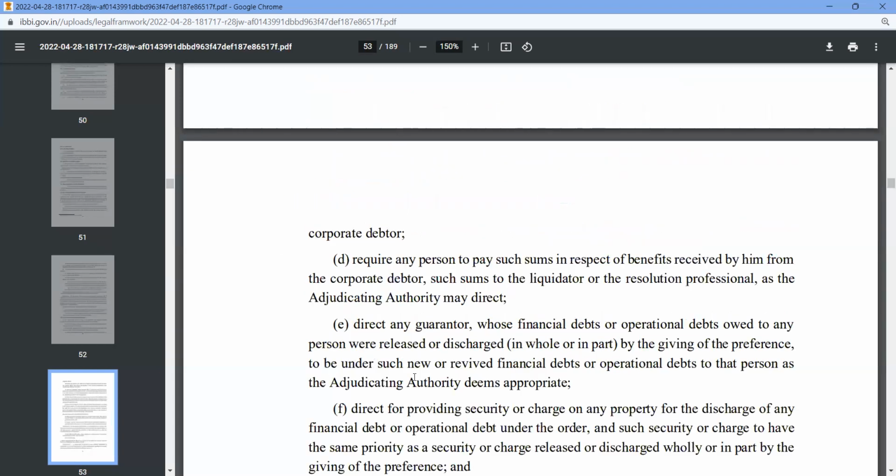Require any person to pay such sums in respect of any benefit received by him from the corporate debtor, such sums to the liquidator or the resolution professional. So if some person has received some benefit, he will be required to pay it back.